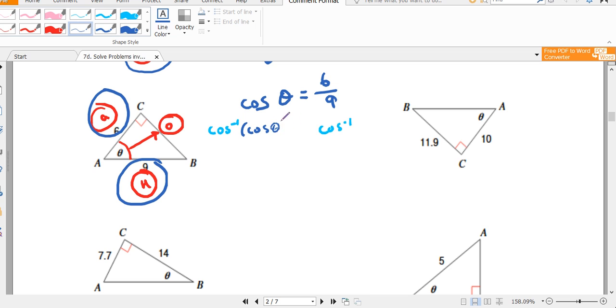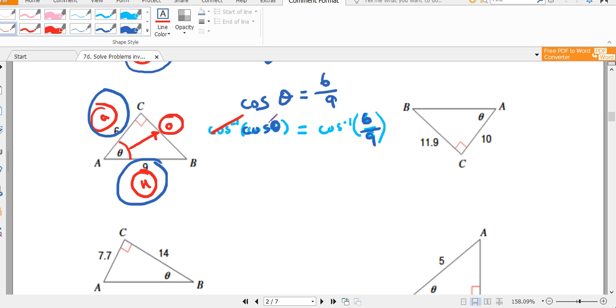Cos of theta equals 6 over 9, because what you do to one side, you must do to the other. Okay. That's annoying. Let me just highlight this in darker blue. 6 over 9. Okay. Now, what happens then?